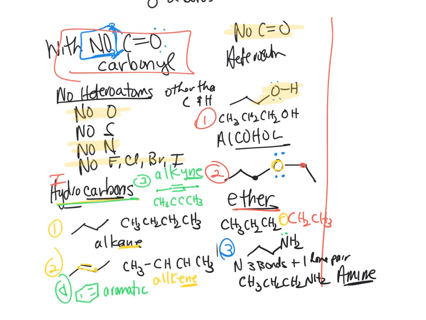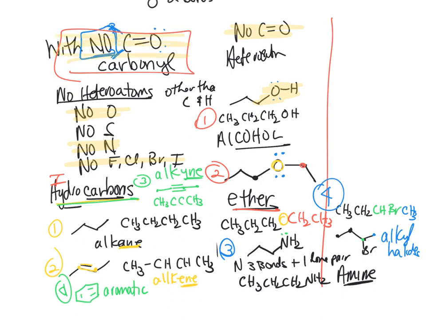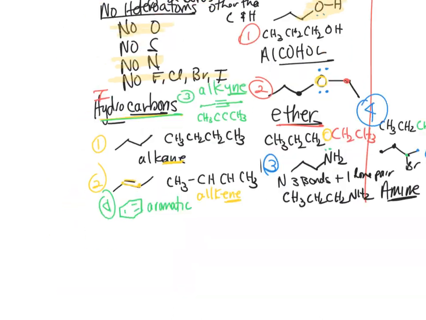And then the other one you could have is a halogen. If you wrote this one out, it'd be CH3, CH2, CHBr, and then CH3. And these are called alkyl halides. And there's 4 of them there. These are all compounds that have no carbonyl group. Now, what about the ones that have a carbonyl?